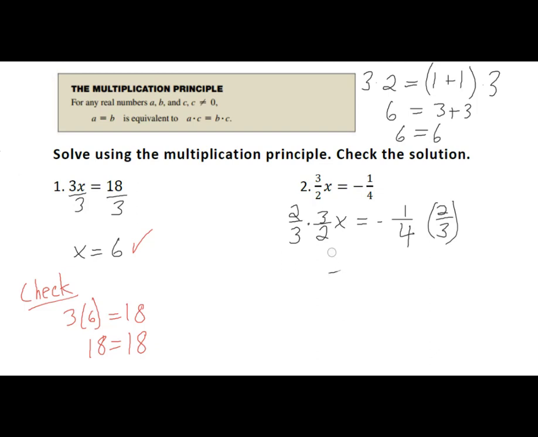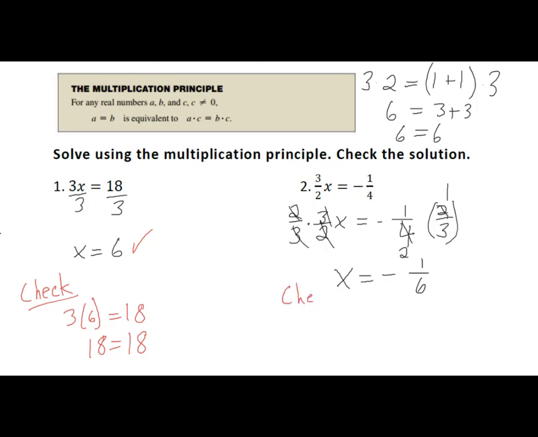Then I need to start canceling things out. This 2 cancels this 2, this 3 cancels this 3, and you get x. Negative times positive is negative. This 2 and this 4 are multiples of 2, so they can cancel each other out, because this is 2 times 1, this is 2 times 2, so you can take out a 2 of both of those, and now you have 1 here and 2 here. So on top, I have 1 times 1, which is 1, and on bottom I have 2 times 3, which is 6.